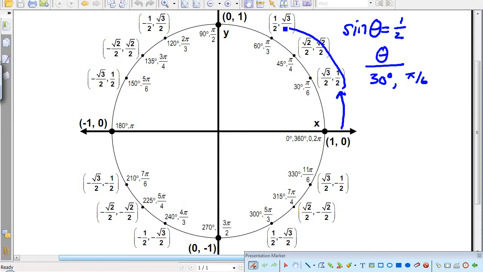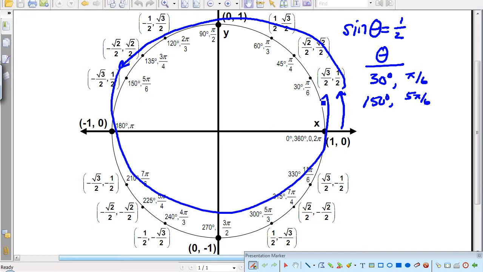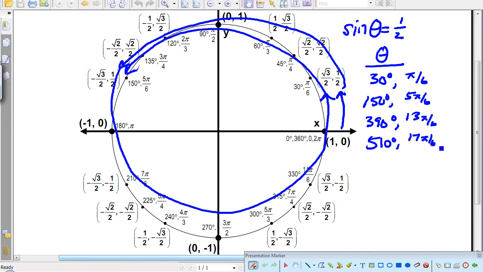I would then keep going around the unit circle until I hit it a second time, and realize that I could have a second answer of 150 degrees or 5 pi over 6. This doesn't end because the circle can keep going around and around again. I would end up not on 30 degrees, but 390 degrees, which would then be 13 pi over 6. And I could keep going around again until I got to here, and that would be 510 degrees, or as we like to call it, 17 pi over 6. This could keep going counterclockwise, around and around we go.